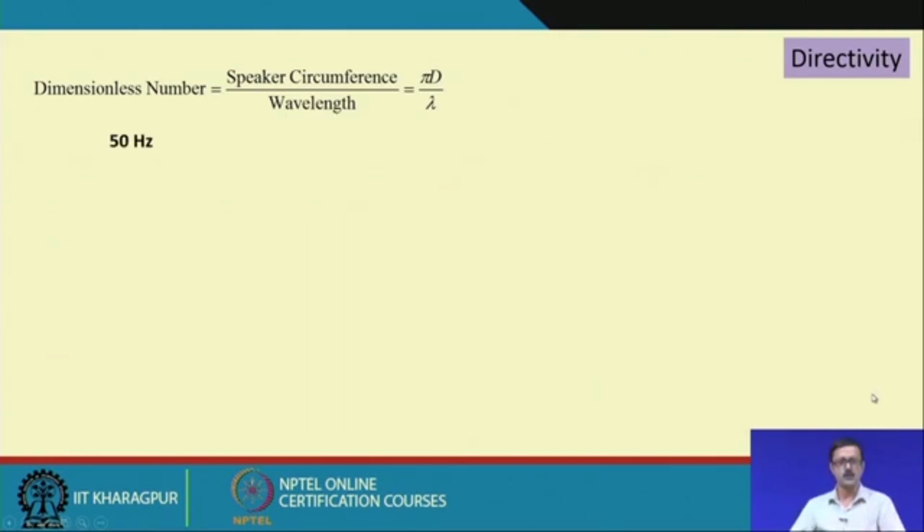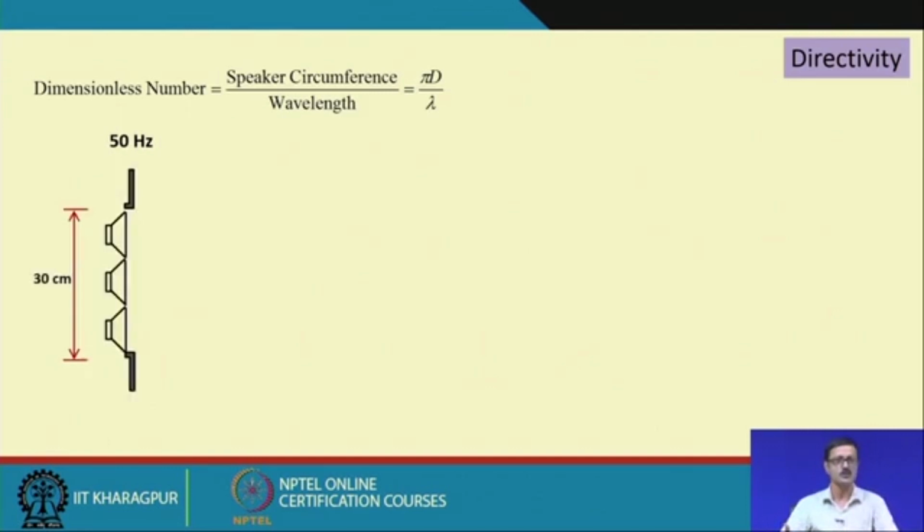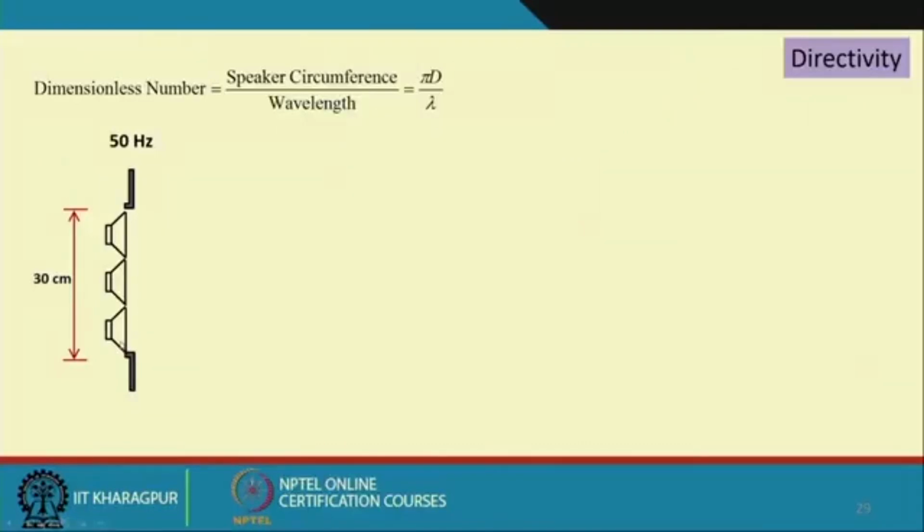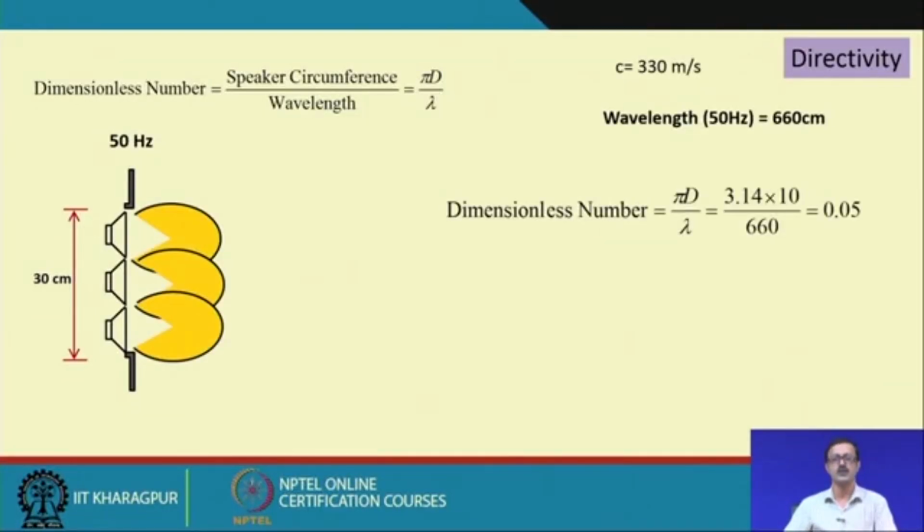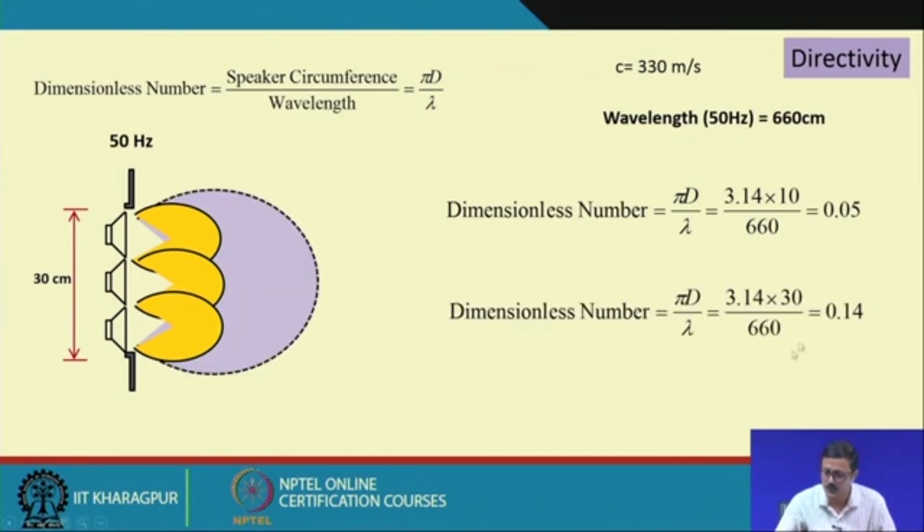Now, if I want to work with 50 hertz, which has a low amount of throw, I can increase the number of speakers in a horizontal or vertical arrangement. So I use 3 such speakers, 10 plus 10 plus 10, 30 centimeter. For each individual speaker the dimensionless number is 0.05. Now, if I use 3, the diameter is increased to 30, and if you recompute with the same wavelength, it becomes 0.14. So this purple bulb will be the actual throw or the actual directivity of these 3.